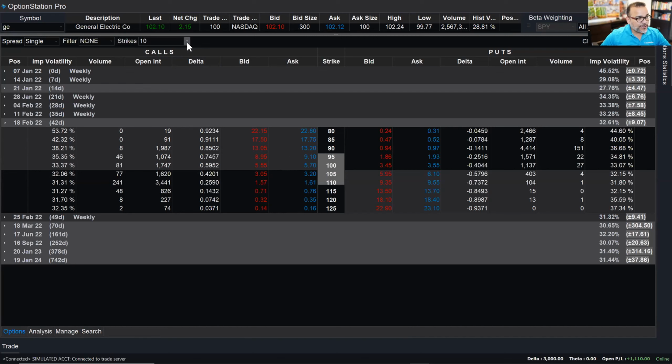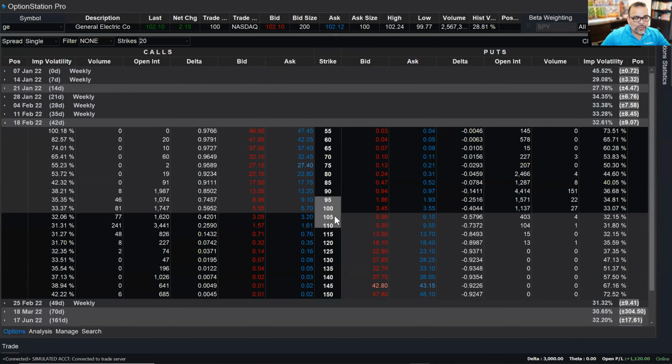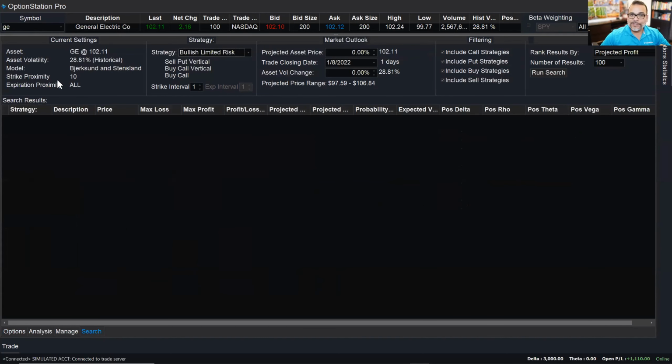So I'm going to go here to the strikes column or drop down, and I'm going to change it to 20. That way, I get a little bit more. I get 10 above and 10 below. Now, if I go back to the search, you can see how the strike proximity is changed to 10, because whatever you load up in the chain is what the search is going to use to filter and provide you with the results.